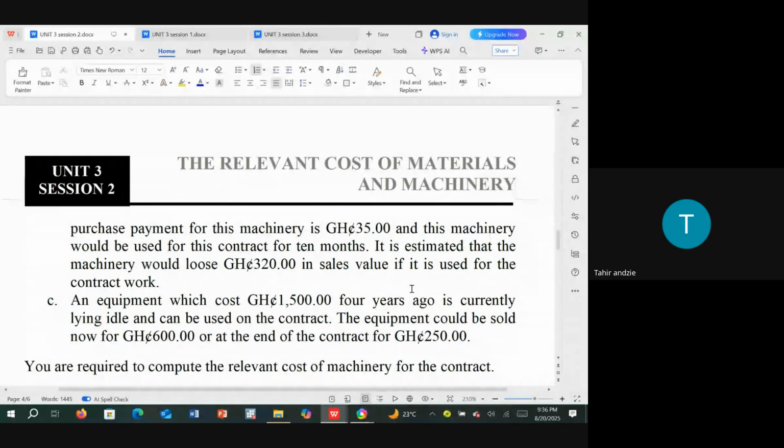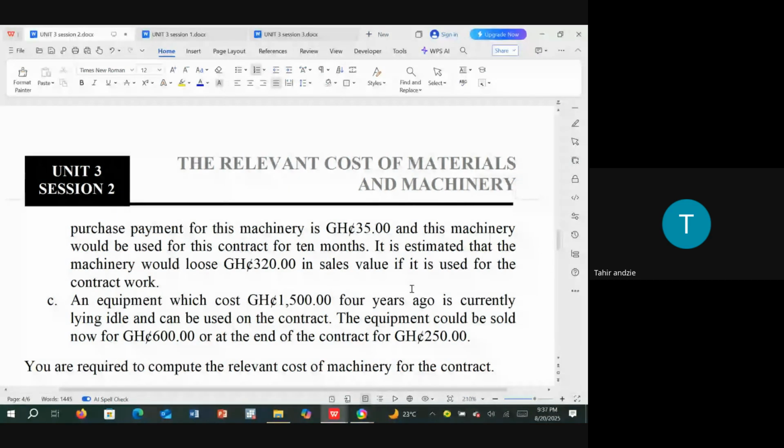Hello. So the loss value is 320. So how are you explaining it? Why are you choosing the 320? So per the question, it said that it is estimated that the machinery would lose 320 in sale value if it is used for the contract work. So that's the loss. So that's very good. So it means that the loss in value as a result of use, which will be 320, is going to be the relevant cost.